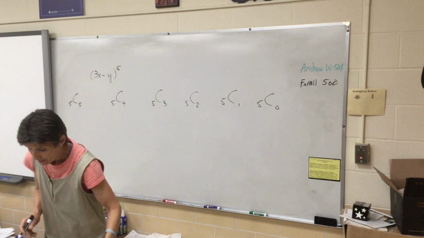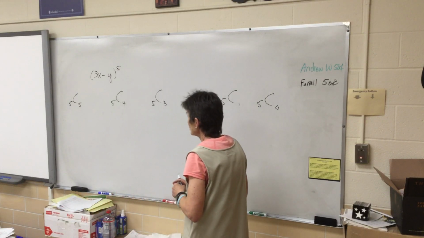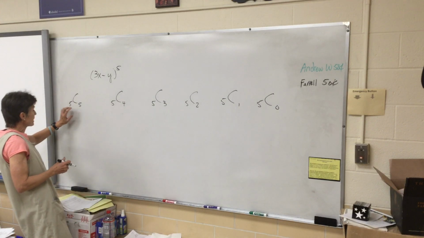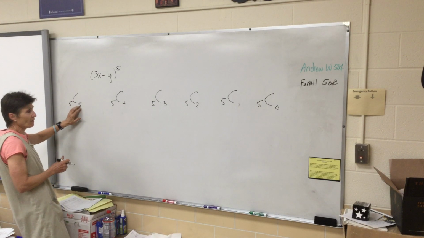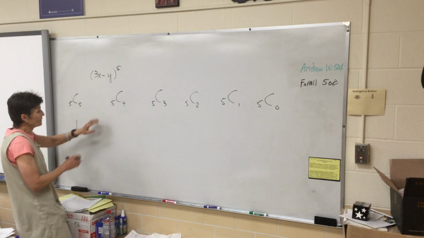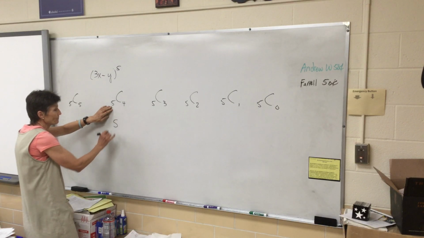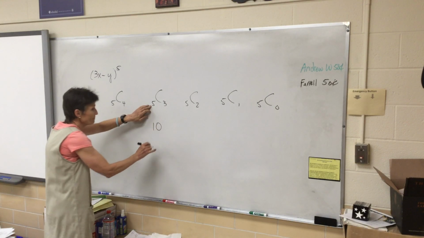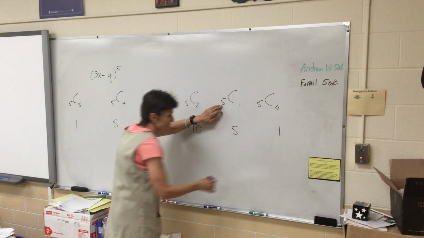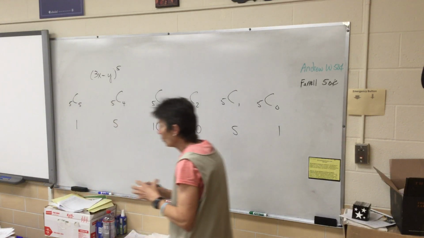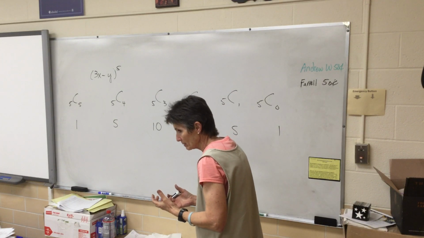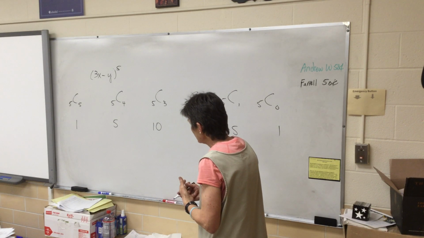Now, you need to know what these numbers are. To get the numbers, I would type it in on my calculator. 5C5, I know what they are, so to save time, 5C5 is 1. I'll type in 5C4, 5C3, 5C2, 5C1, and 5C0. So once you figure out what C numbers you're using, you then have to figure out what they actually are. Okay?